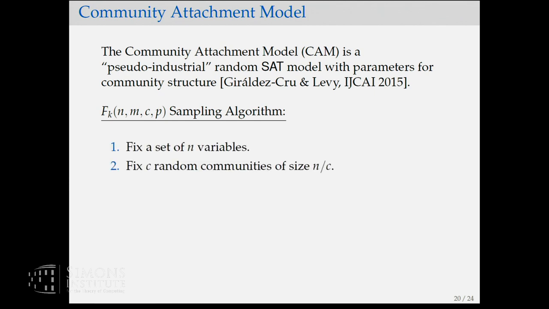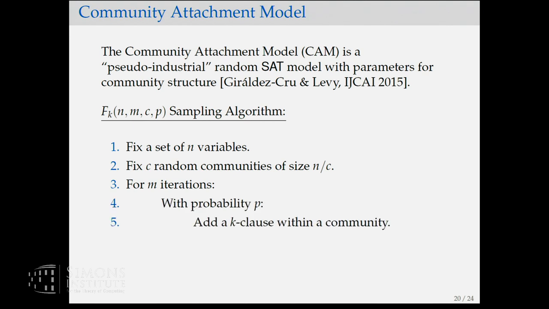The way it works is you fix a set of variables and then you fix a number of communities and you make them even, okay? And then you're generating clauses, right? For M iterations, with probability p, you toss a coin and if it comes up heads, then you add a clause within a community, with k literals. If it comes up tails, then you add a clause that bridges communities, that has one literal from each community. These clauses are called community clauses. These clauses are called bridge clauses. And so your overall SAT problem ends up being a combination of community clauses and bridge clauses.